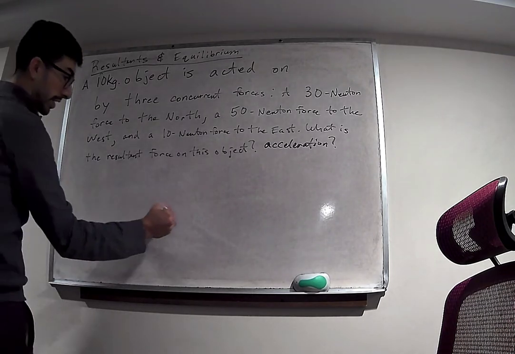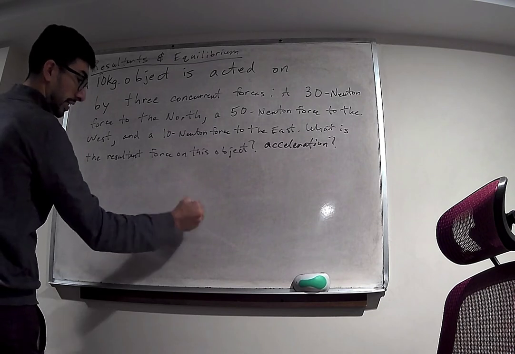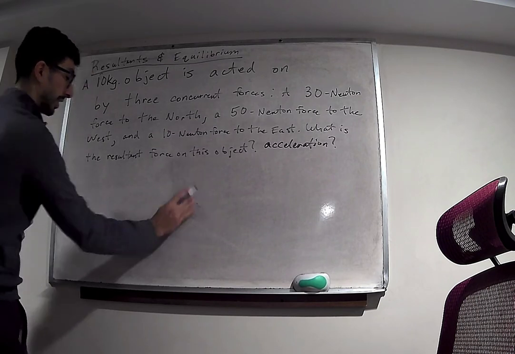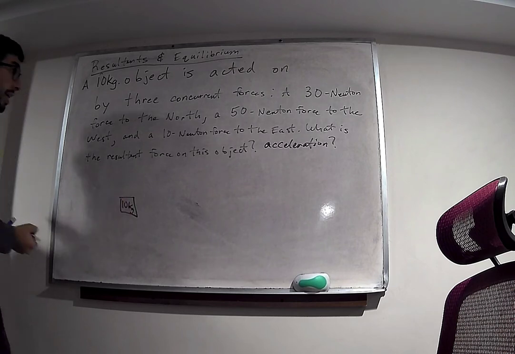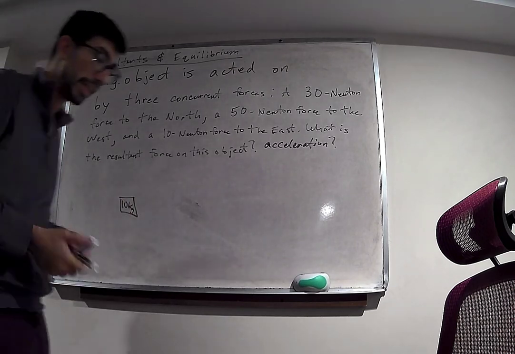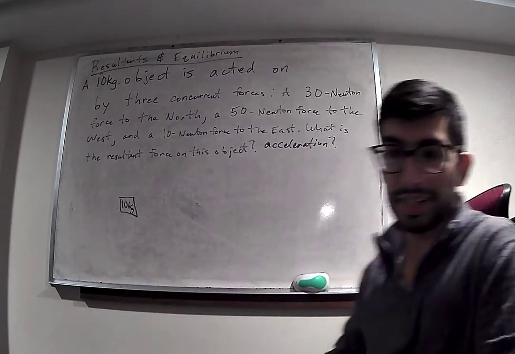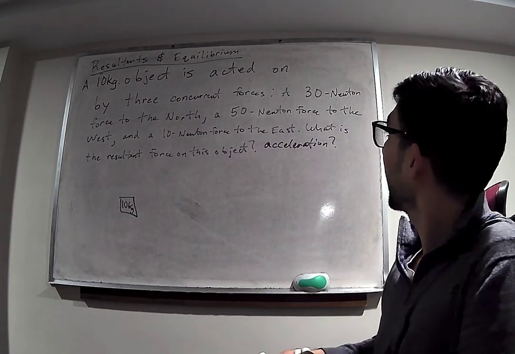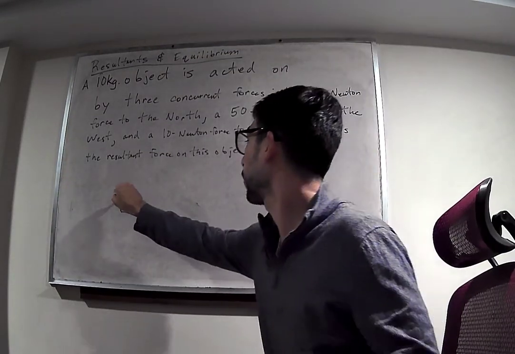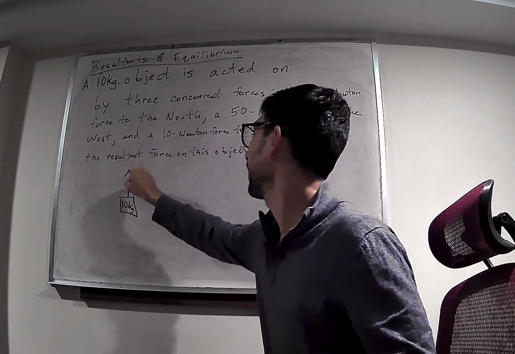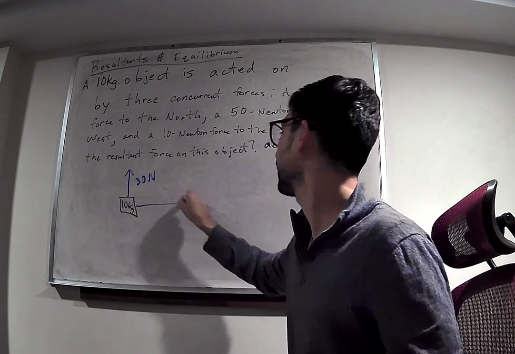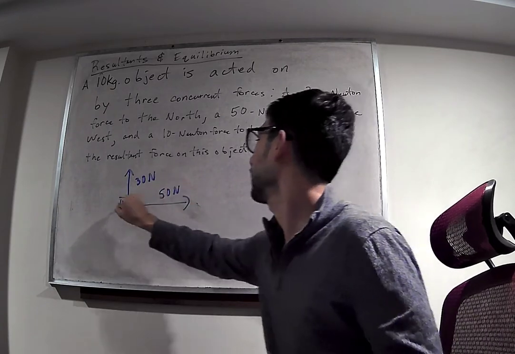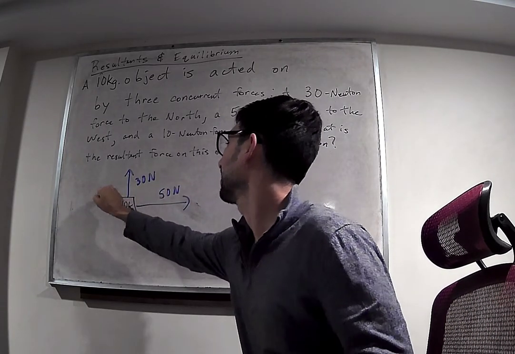First, let's draw a little force diagram. Let's build our object here, and I'm going to put it a little bit more to the side to give myself some room, but we'll say there's a 10 kilogram object. We'll say there are only 3 forces acting on this object. So let's analyze the 3 forces acting on this object. Well, I have a 30 Newton force to the north, so we draw that, 30 Newtons. We have a 50 Newton force to the west, and we have a 10 Newton force to the east.